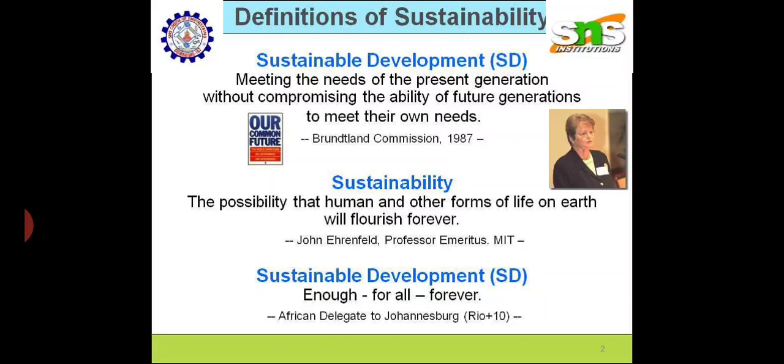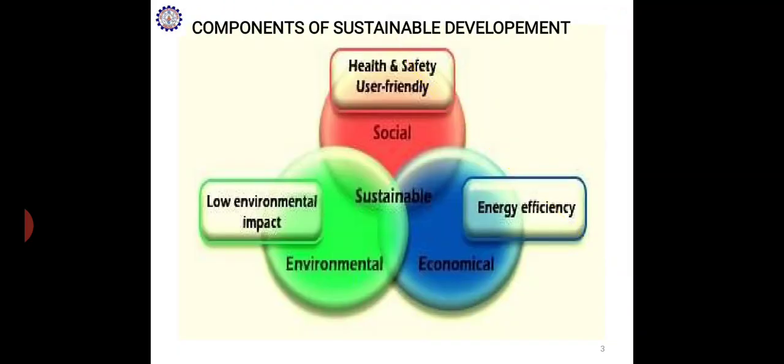So what is sustainability? It is the possibility that humans and other forms of life on earth will flourish. Sustainable development was developed after the Johannesburg meeting, the Johannesburg UN meeting, which we call the Rio plus 10 meeting. In Johannesburg it happened; before that, Rio de Janeiro happened. So sustainable development was established here.